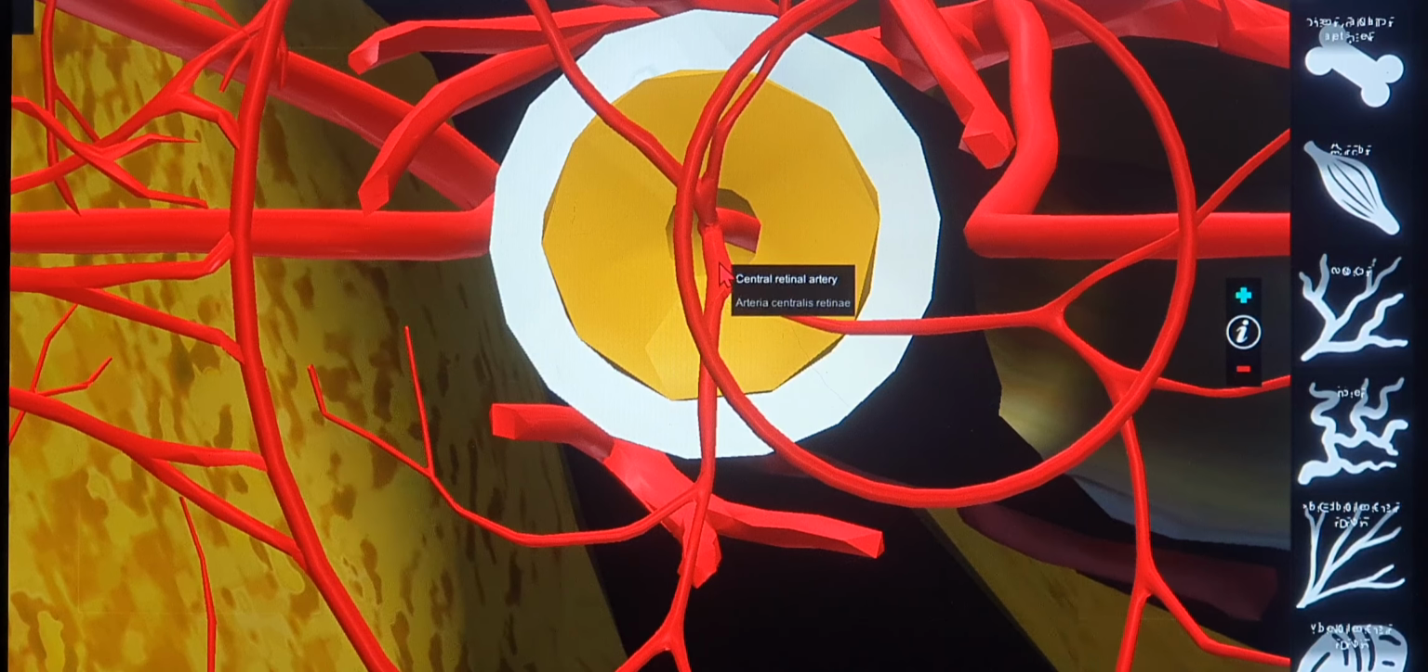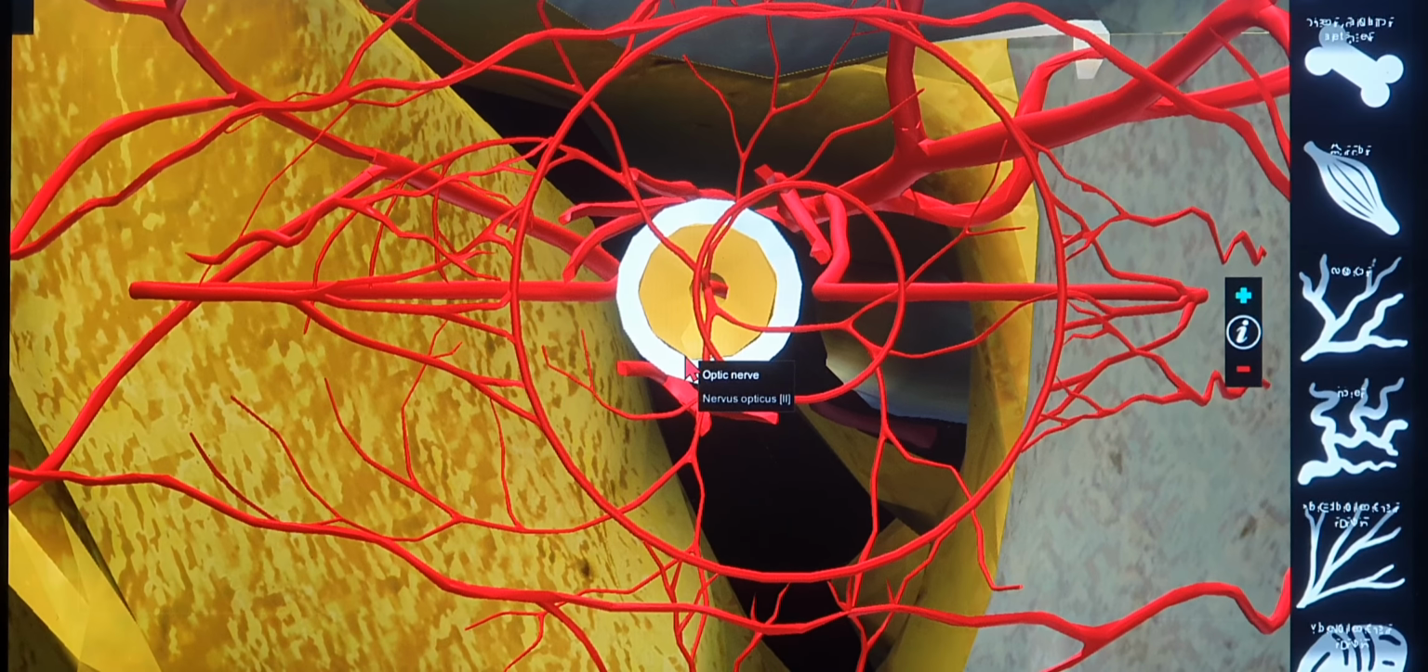It divides into many branches up there. So all you can see, this is all central retinal artery. This is central retinal artery. This is also central retinal artery. These are all the branches of the central retinal artery that supplies the retina. So this is how the ophthalmic artery courses through.